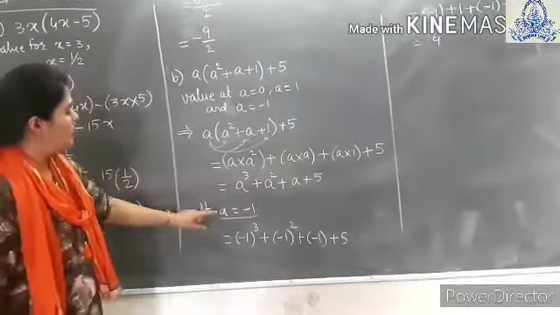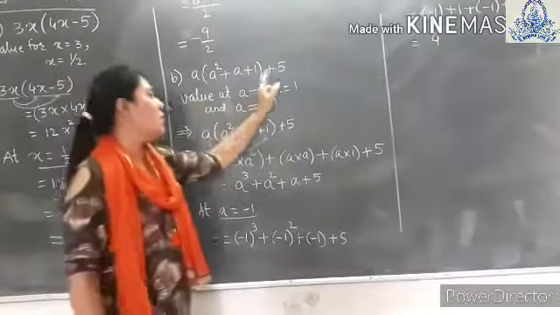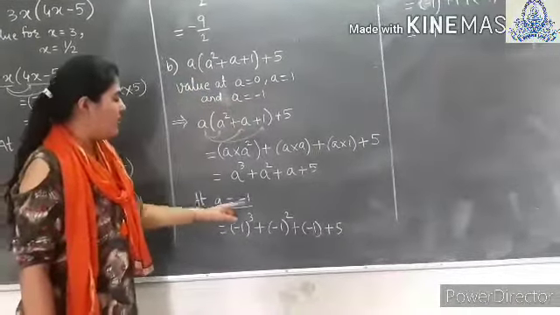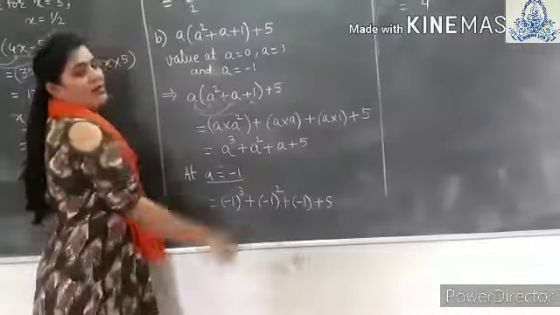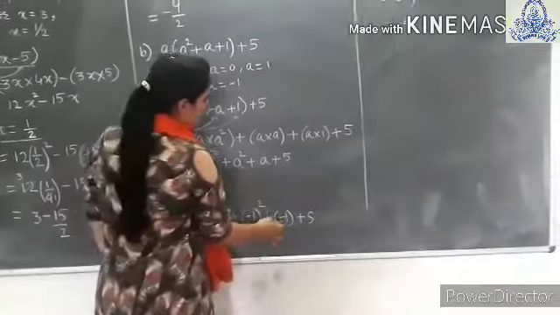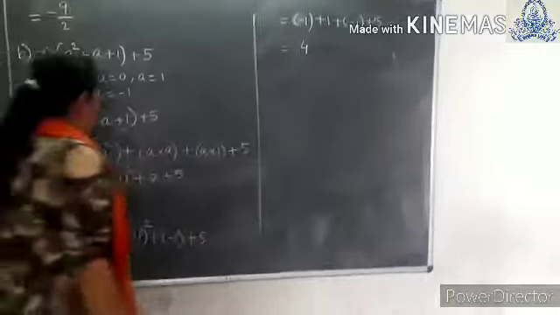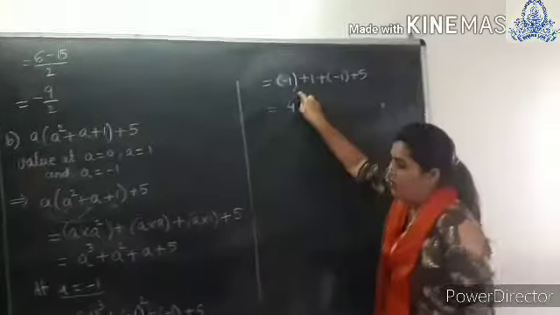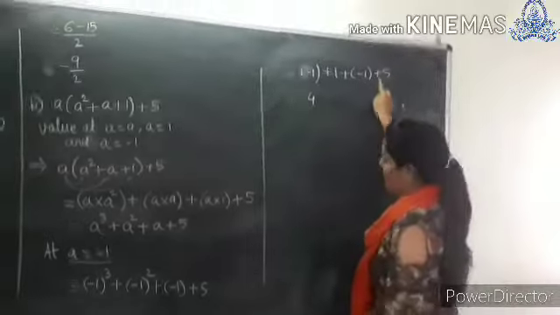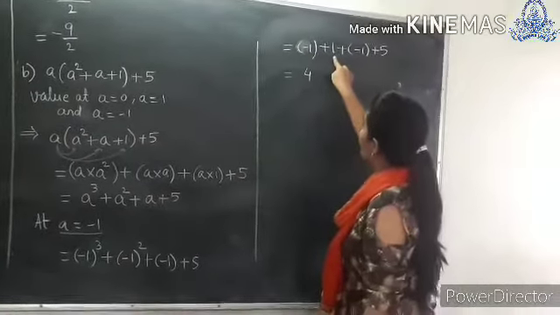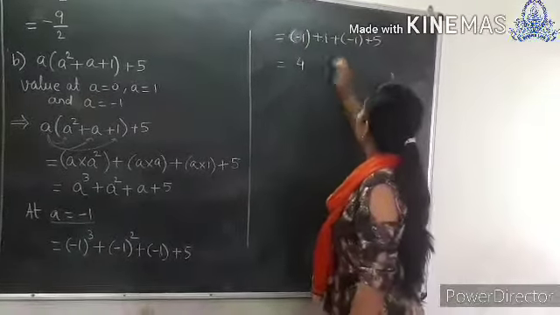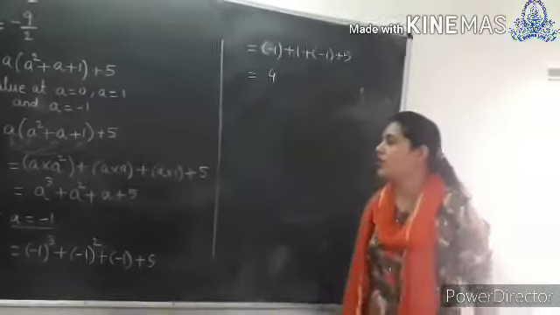Now we have to find the value of this at a is equal to 0, 1 and minus 1. Any one example you can take. I have taken a is equal to minus 1. Just replace a by minus 1. So minus 1 raised to 3 plus minus 1 raised to 2 plus minus 1 plus 5. Here minus 1 raised to 3 is minus 1, plus minus 1 raised to 2 is 1, plus minus 1 and plus 5. So this plus 1 and this minus 1 get cancelled. So minus 1 plus 5 is positive 4.